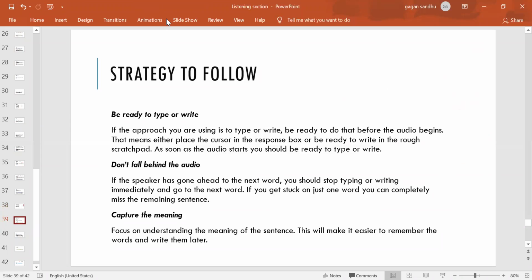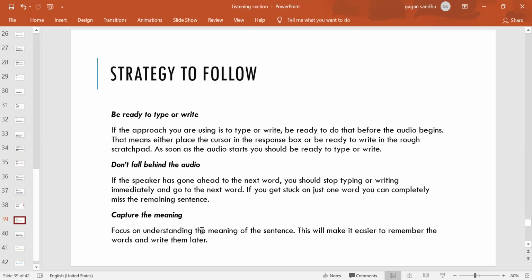If you feel like, I am not a good typer, I'll mess things up, then be ready to write. Where can you write? On the erasable notepad. So be ready to write in there, and after that, quickly transfer that into the space given. Don't fall behind the audio. If you fall behind the audio, you're missing words, and you won't be able to get to the next word, right? So it's important that when you are writing or typing, just type in an abbreviated form. Maybe if it's next and next word, quickly go to the next one, so that you are not missing the next words, right?